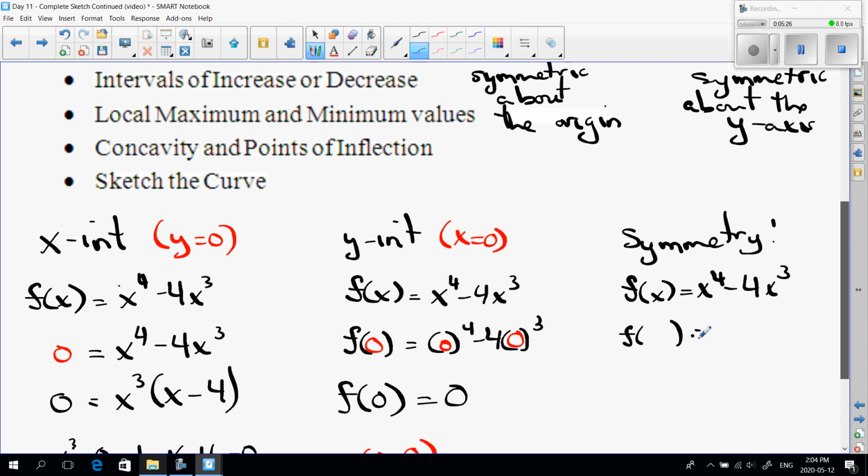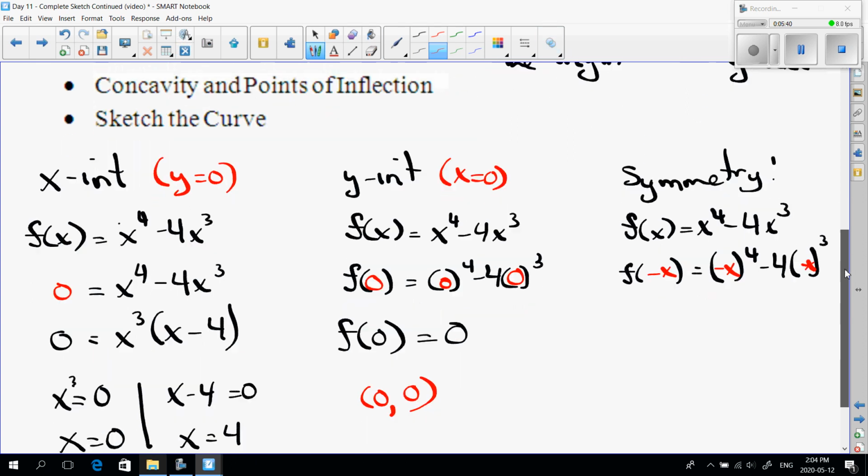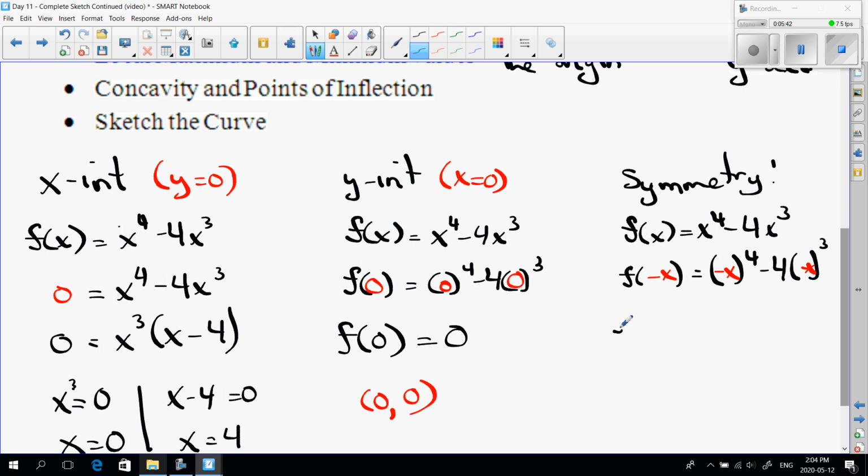So I'll have negative x to the fourth minus 4 times negative x cubed. And I'm just going to work this out, and I'll see if it satisfies either of the two constraints listed above. So f at negative x is going to equal negative x to the fourth. 4 negatives multiplied together would give you a positive, so you get a positive x to the fourth. This would give you a negative x cubed times a negative 4, which would give you a positive 4x cubed.